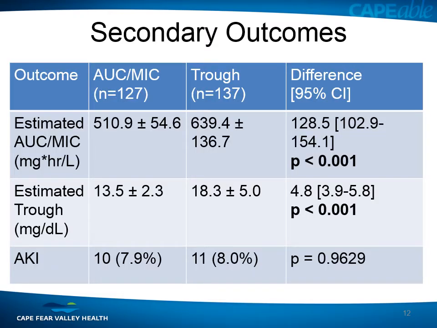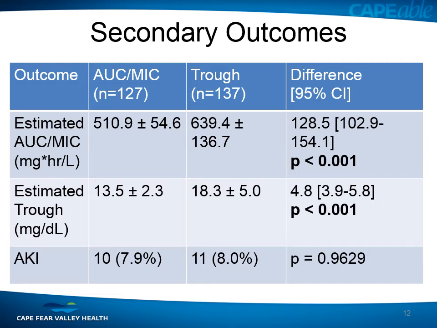These are the results for the secondary endpoints. The results were statistically significant for estimated AUC to MIC and estimated trough level. However, none of the safety secondary outcomes were different between the two groups. For estimated AUC to MIC, you can see that the AUC to MIC-based group had an AUC to MIC in the target range of 400 to 600, whereas the trough-based group had an estimated AUC to MIC that was greater than the target range of 400 to 600. And this difference was again statistically significant, as you can see with the p-value and confidence interval to the right.